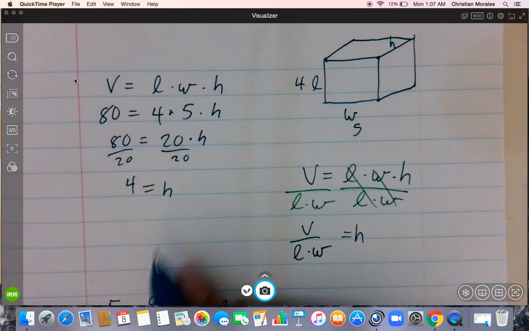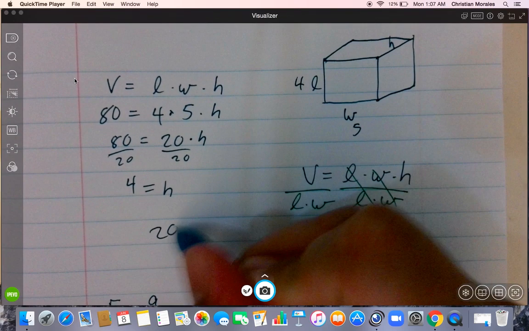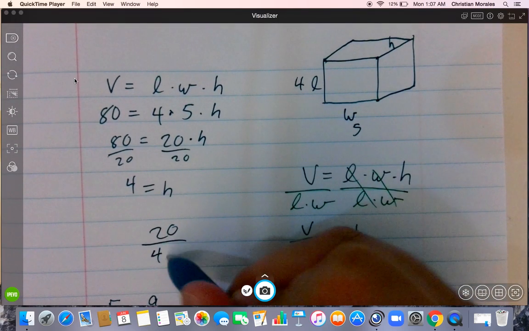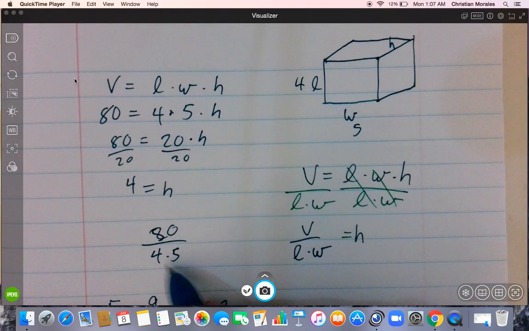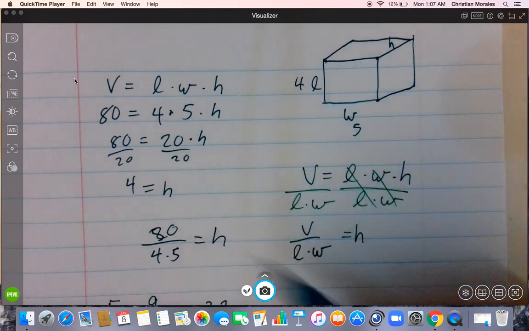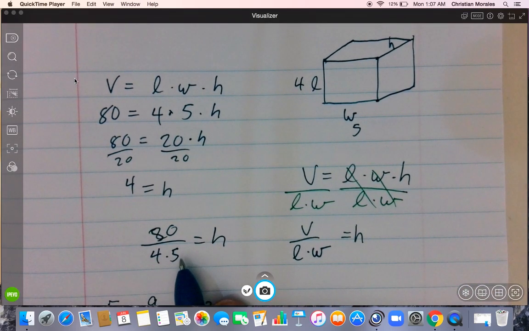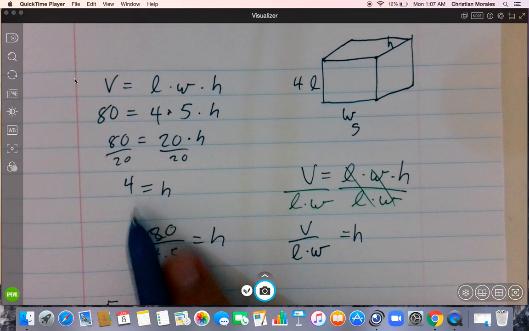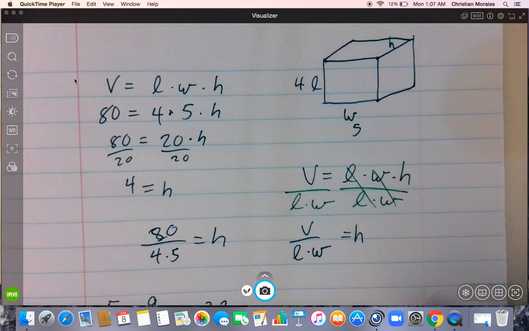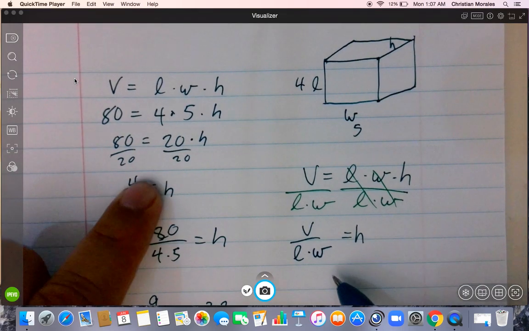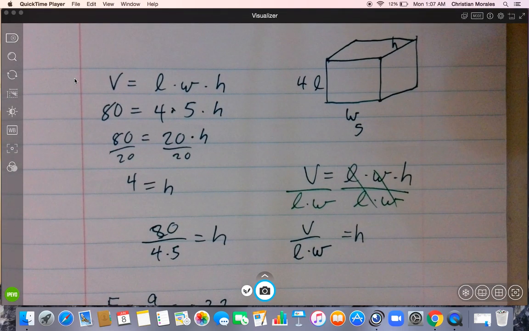And now let's look at this formula again. The volume is 20. Length and width are 4 times 5. I'm sorry, the volume was 80. 4 times 5 will give us the height. Well, 4 times 5 is 20. 80 divided by 20 is 4. So you get the same answer, okay? So just different ways of going about it. Rewriting the formulas or just plugging in and solving, okay?